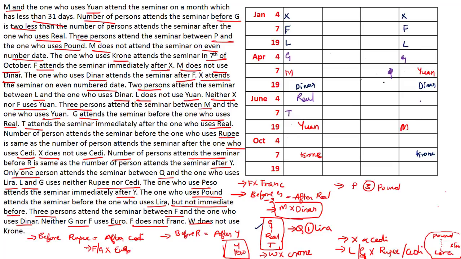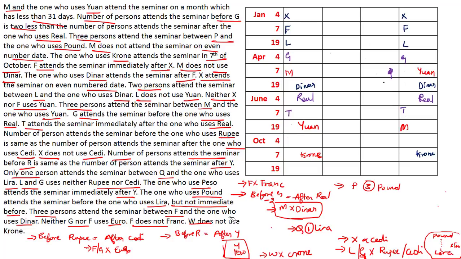So before G, there are 3 persons. After real there should be 5. So real has to be here, then T has to be immediately after that. I hope you are able to follow this. So let me rub this as well. This is also done. Okay, so that information is also done.